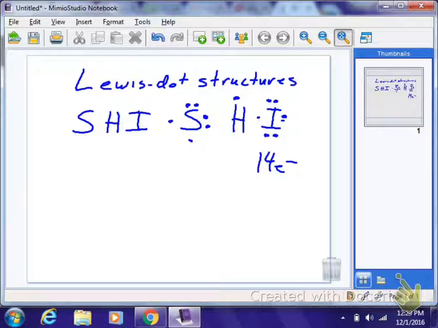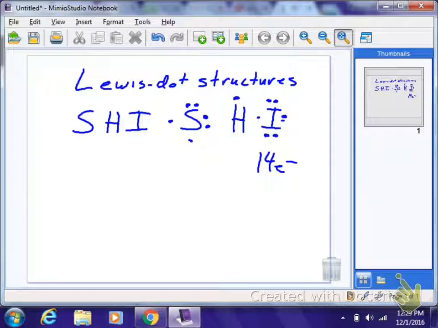Now, I need to warn you that hydrogen looks like it needs a lot, but really all hydrogen needs is how many to get a full shell? 1. So hydrogen will never be in the middle because it always just needs 1, and then there'll always be something that needs more that's going to be in the center. So we've got to pick a center atom. So which one do we need to choose?